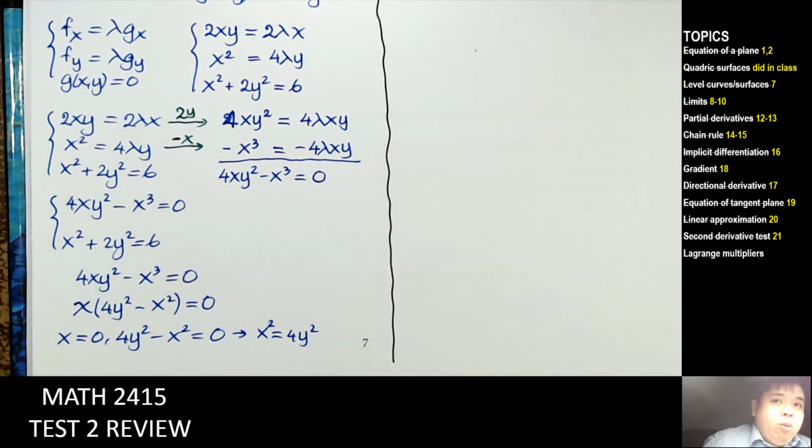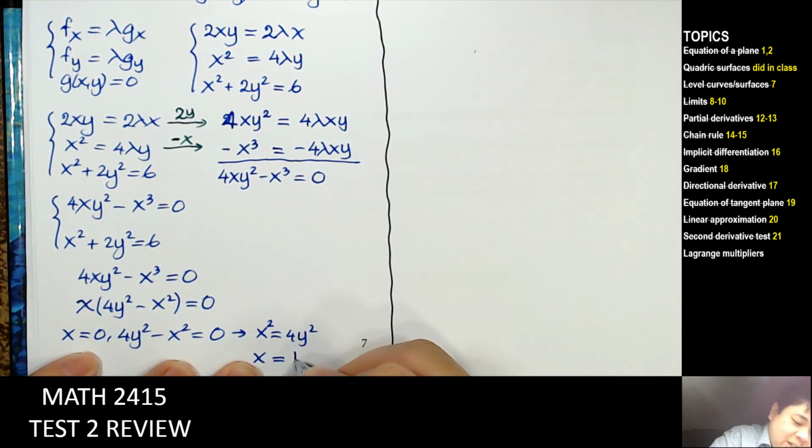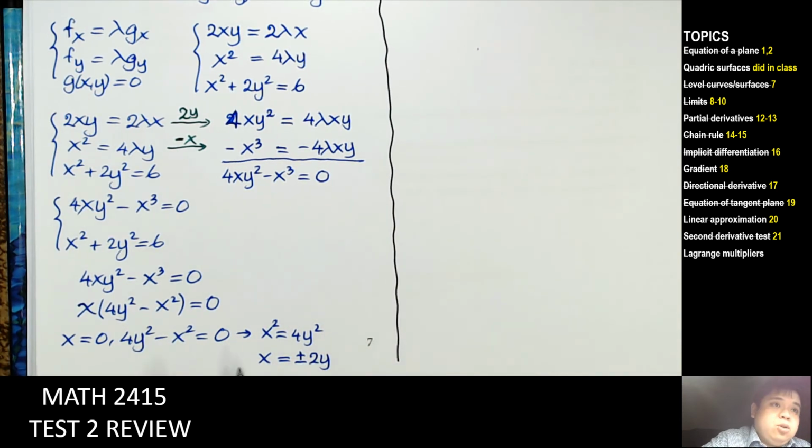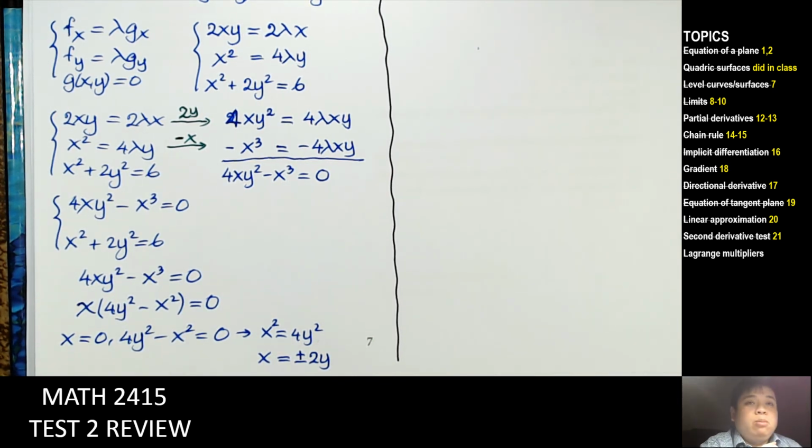Take the square root on both sides. X equal to 2y. But don't forget that we need to have the plus or minus here. So take the square root on both sides, but with the plus or minus. And so x is equal to plus or minus 2y. So three cases here: x equal to 0, x equal to 2y, and x equal to negative 2y.